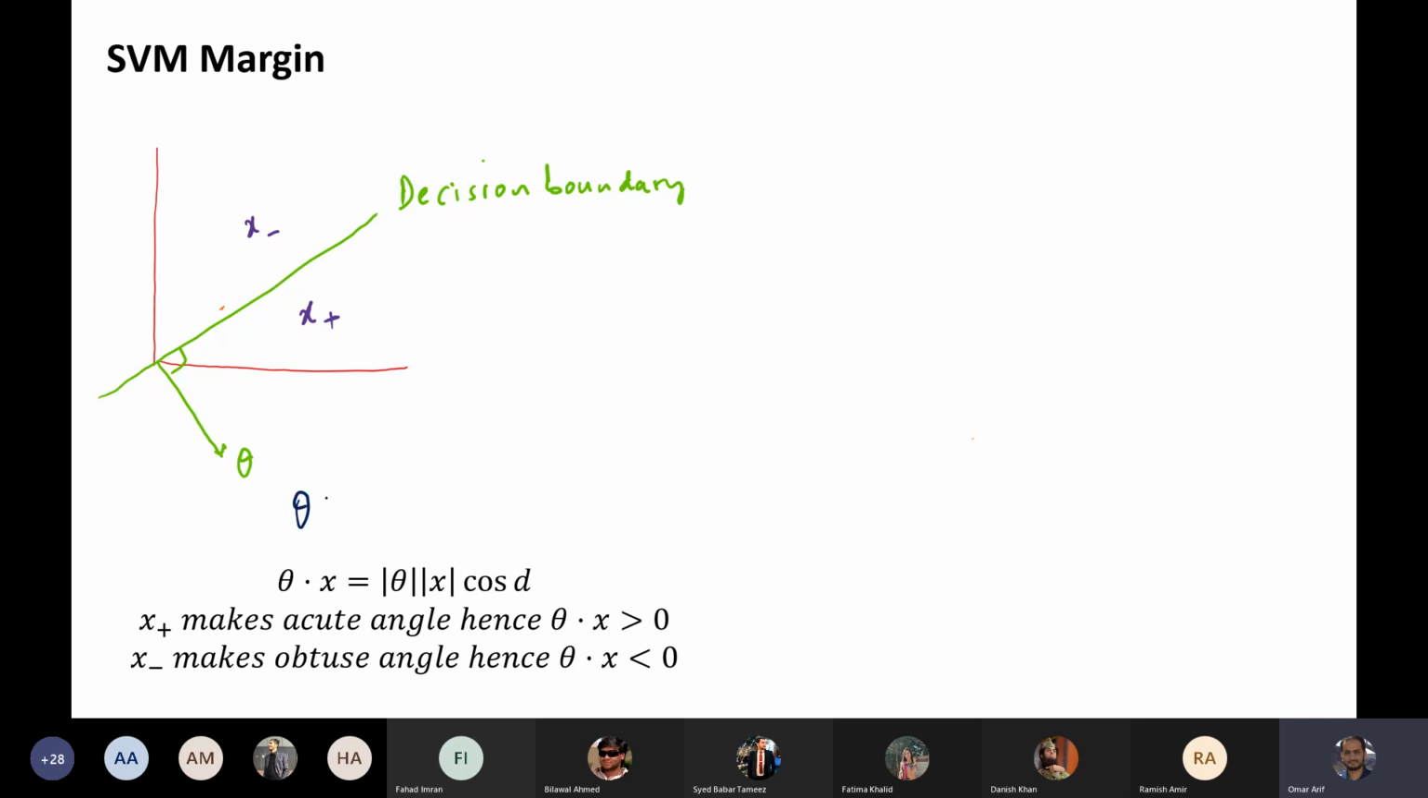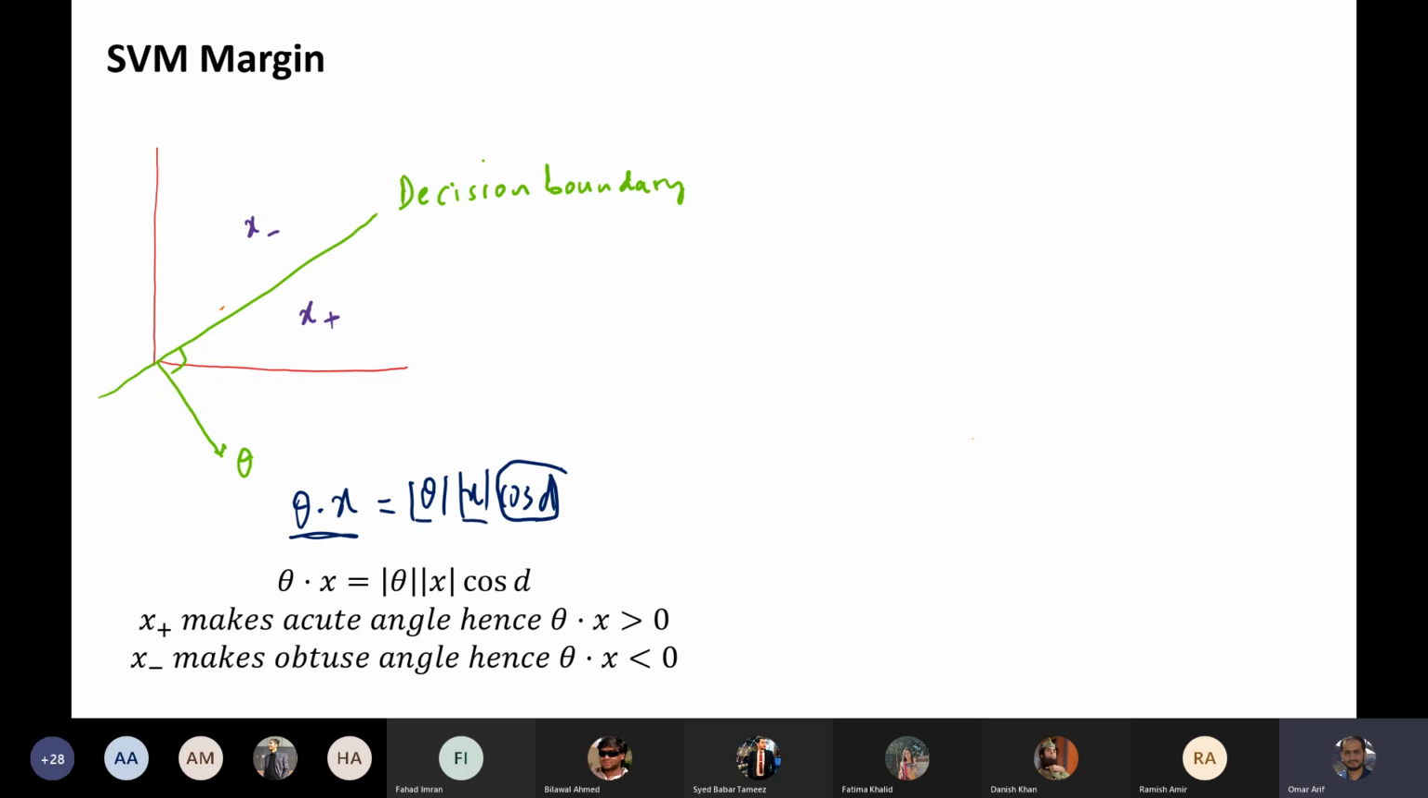When we look at this function, theta dot x, what we are basically doing, in 2D as it is shown here, you can also write it as the magnitude of theta times the magnitude of x times cos of the angle between these two vectors. Whenever the angle is acute, cos would be positive. The magnitudes are also positive.